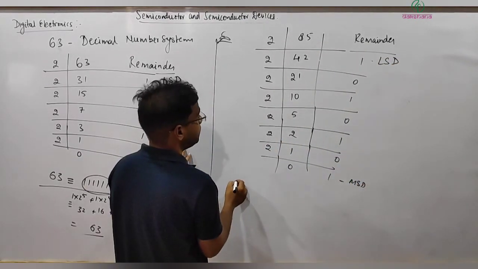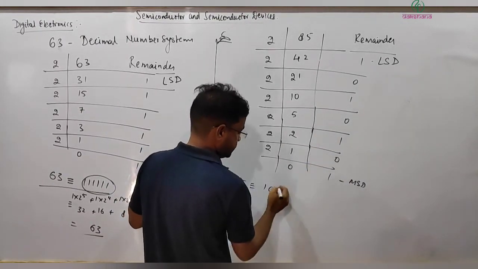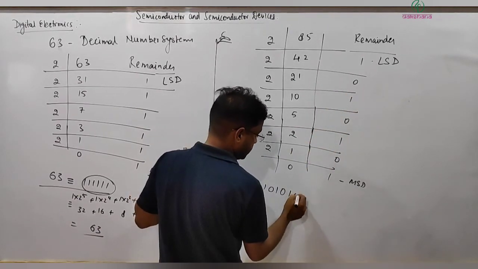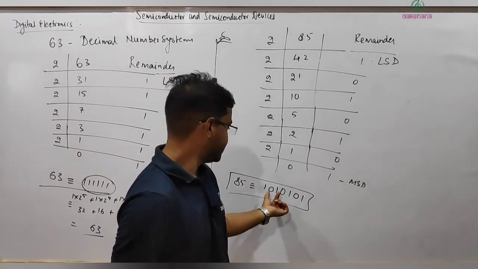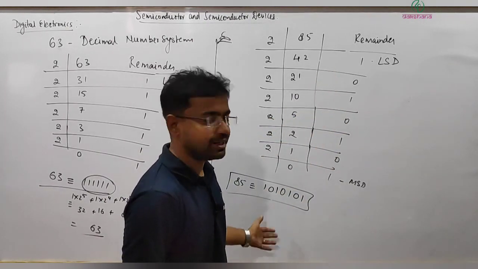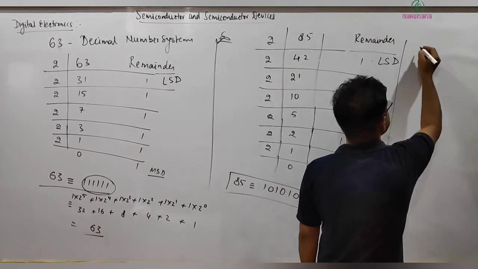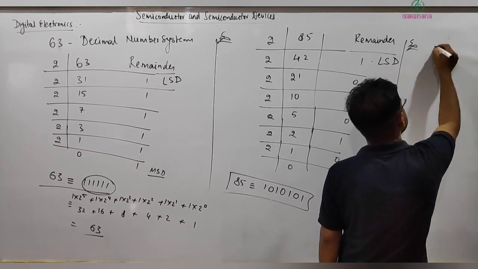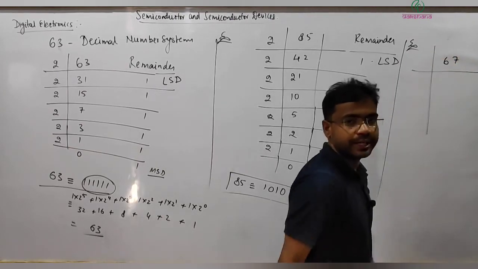So this 85 is equivalent to 1, then 0, then 1, then 0, then 1, then 0, and next 1. So here, fortunately, the sequence is such that there is not much difference. Whichever way I write it, you still get exactly the same expression. Let me give you one more example. So let's convert 67 to the binary number system.